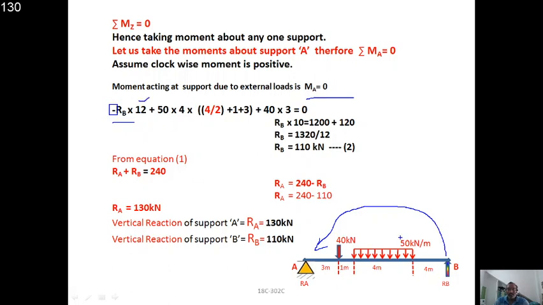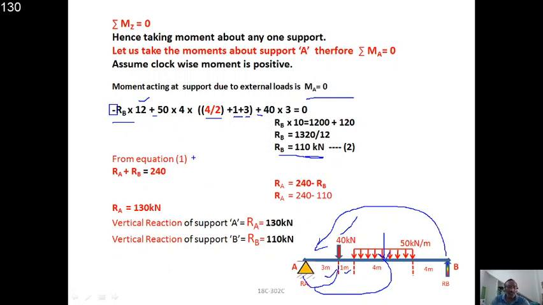50 into 4, the UDL acts at mid, by 2, hence 4 by 2, plus 1 plus 3, therefore I used all the things, plus 40 into 3, right? So 40 is also clockwise, both are clockwise, hence the addition symbol is used. After equating to 0, negative terms and positive terms on either side of the equality, you can solve for RB, which will come out as 110 kilonewtons.